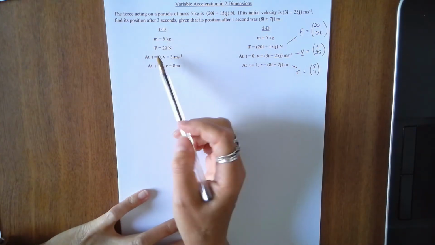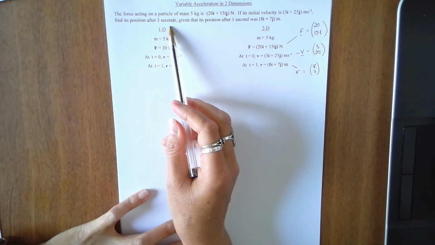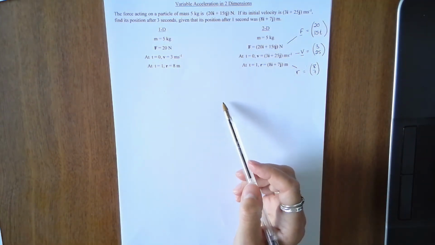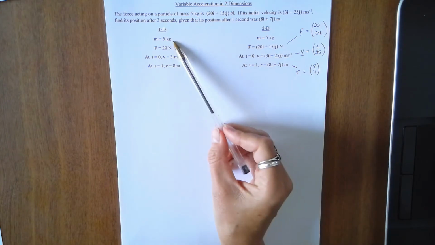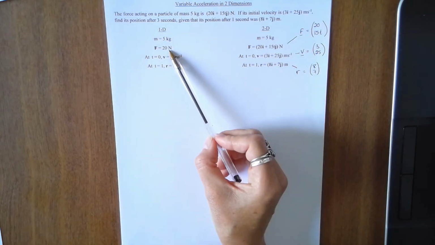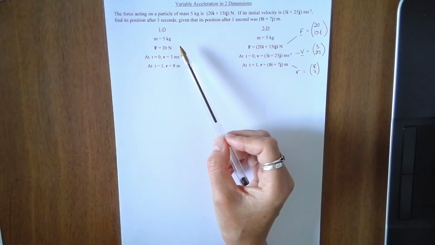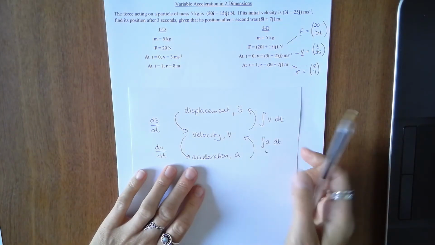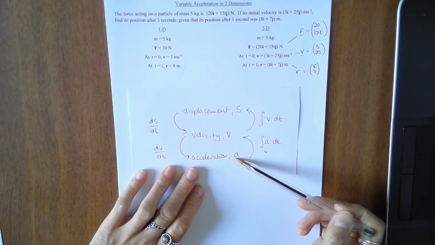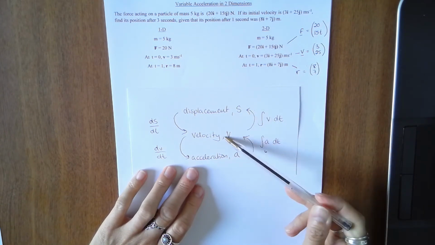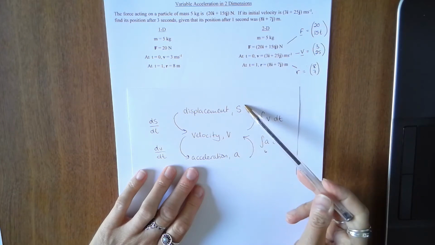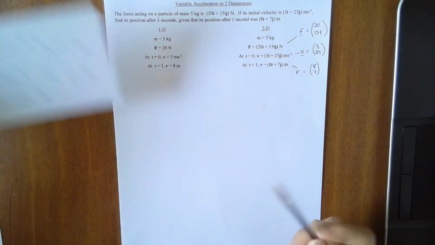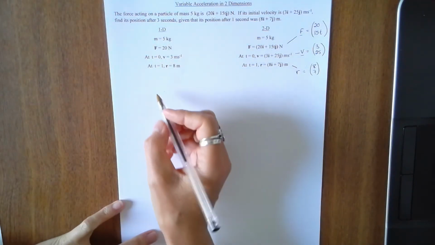So in the question we're asked to find the position after 3 seconds. Now although we don't have an equation for position, we do have some information to help us find an equation for acceleration, and then we can use the acceleration to find the displacement, or position in this case, relative to the origin. So if we have an equation for acceleration, we can integrate that to find an equation for velocity, and then integrate that again to find an equation for displacement, or in our case, position relative to the origin.